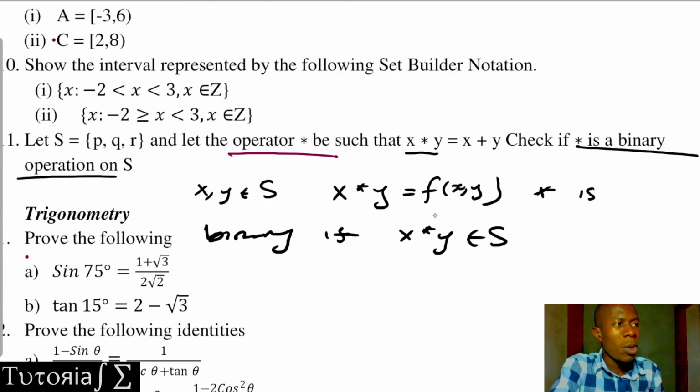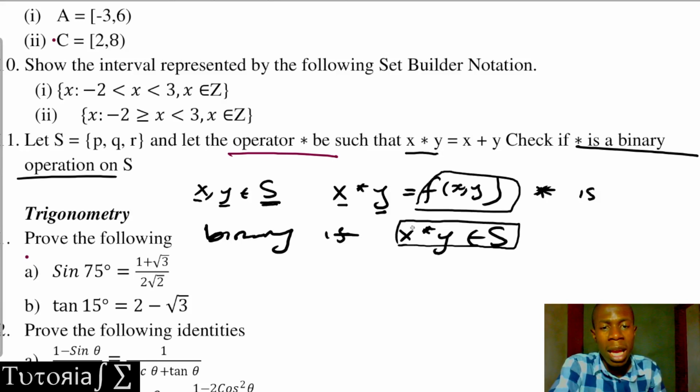Basically what we're saying is that if we have any two elements of a set S, and we have a function x star y that defines the combination of x and y, any of these two values in S, then star, which is the operation on S, is binary if the product, the value that is produced here, will also be an element of the set S. So that is what a binary operation is about.